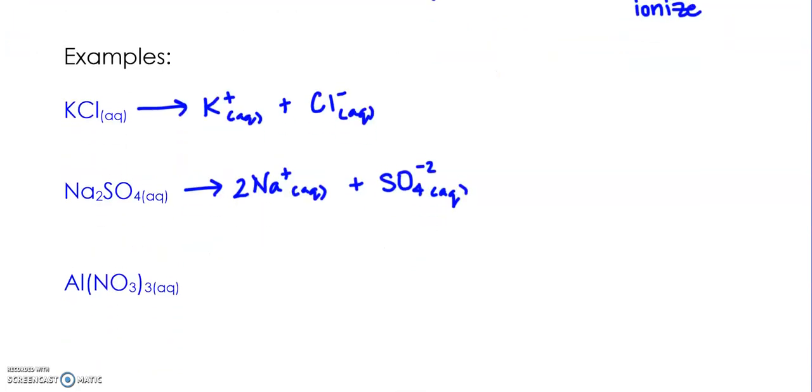All right, and then one more here, aluminum nitrate. So this would dissociate into aluminum, which is a +3 charge. And I have 3 nitrates, each of them with a -1 charge. So these are called dissociation equations.